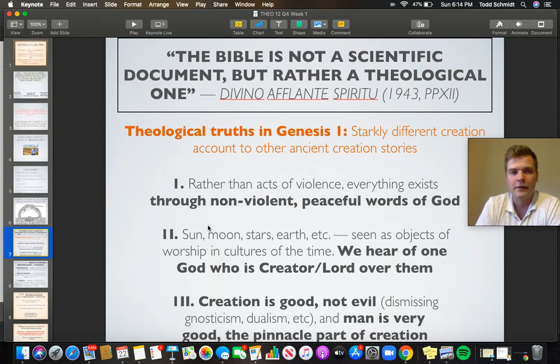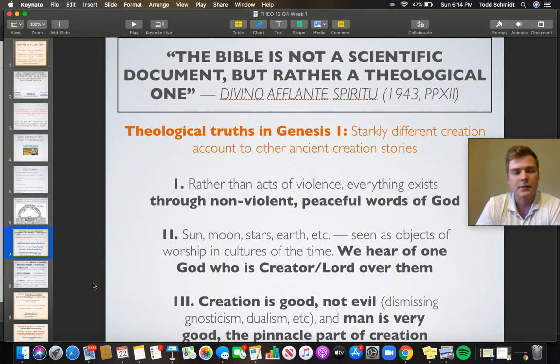But we also want to say that there are truths in Genesis 1. There are a lot of deep truths if we read it with the right lens, because Genesis 1 is a spiritual, poetic, almost kind of an epic account of creation stories. And it also was written to combat other creation stories at the time, such as the world was created through an act of violence. Genesis speaks of the nonviolent, peaceful words of God just simply speaking and things coming into existence. We hear the creation of the sun, the moon, the stars, and these not being gods, but rather of one God who is Lord over them all.